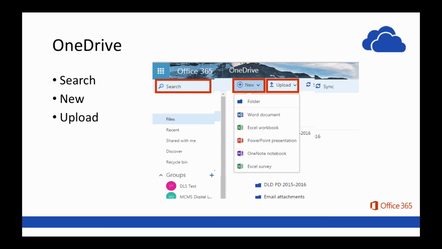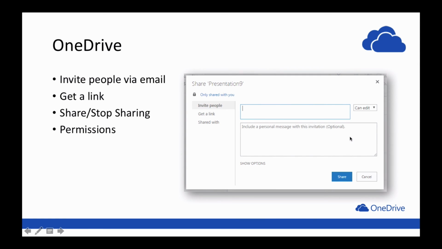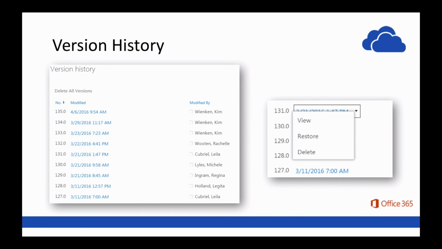We went over how to find documents that are stored within OneDrive by using search. We looked at new and how to create a Word document, and then even upload from your computer. We looked at this window in regards to sharing a file with another user in the district. And one thing I didn't show you is you can find the version history once you have the document opened. You can go to View and then Review Update History, and that gives you the revision history.